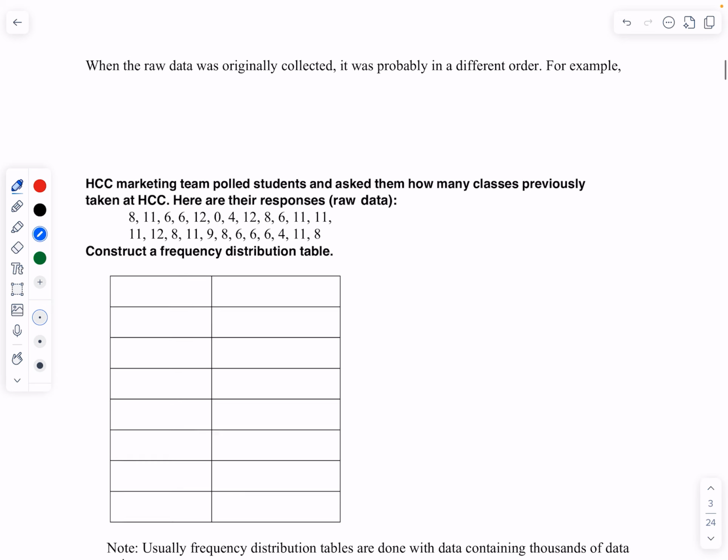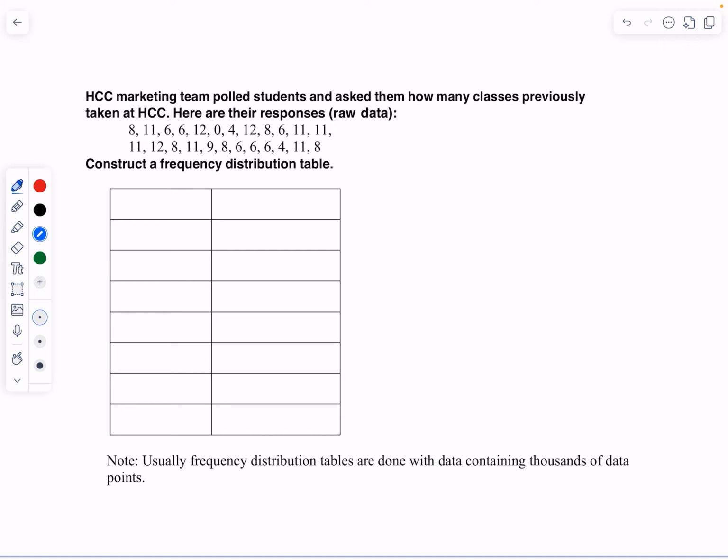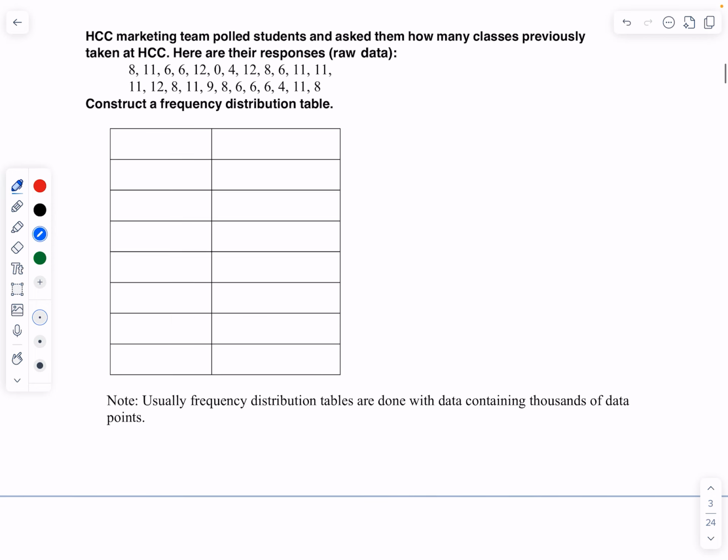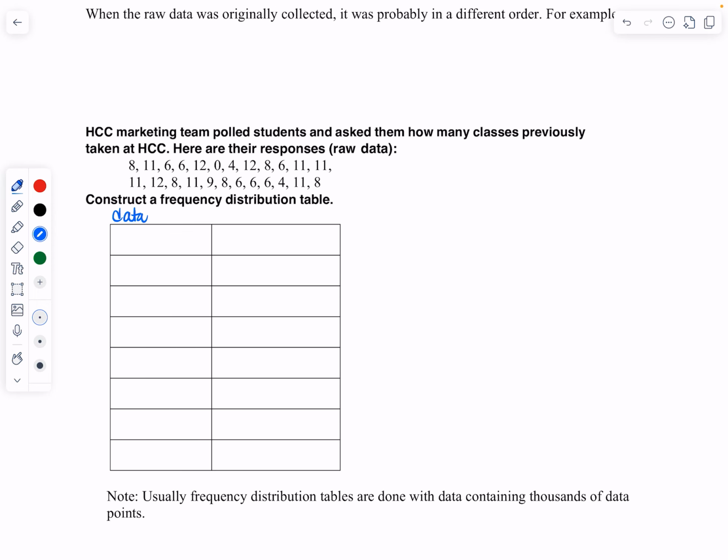For example, if we look at this, HCC marketing team polled students and asked them how many classes previously taken at HCC. Here are the responses, the raw data. So 8, 11, 6, 6, 12, 0, 4, 12, 8, 6, 11, 11, 11, 12, 8, 11, 9, 8, 6, 6, 6, 4, 11, and 8. Construct a frequency distribution table. Okay, so we're going to use that terminology, the data values and data items. So the data items is your frequency. How often does it occur?